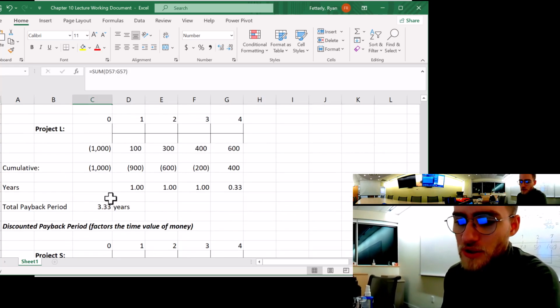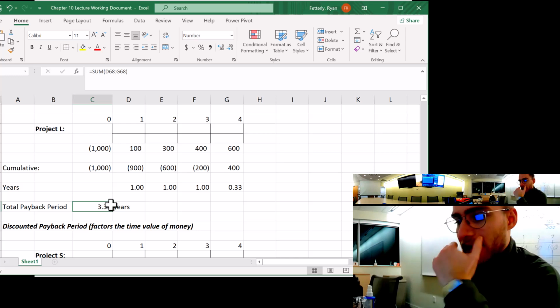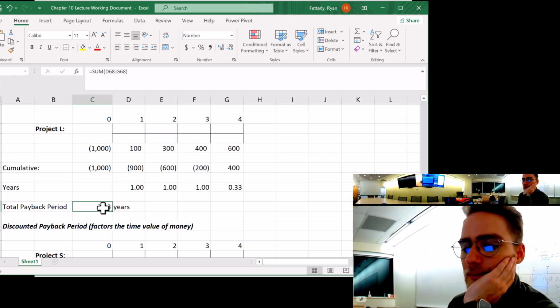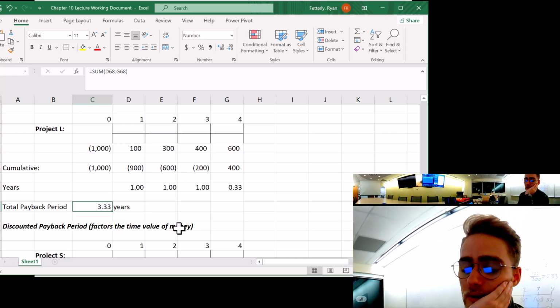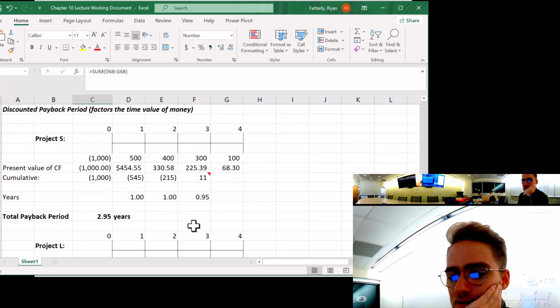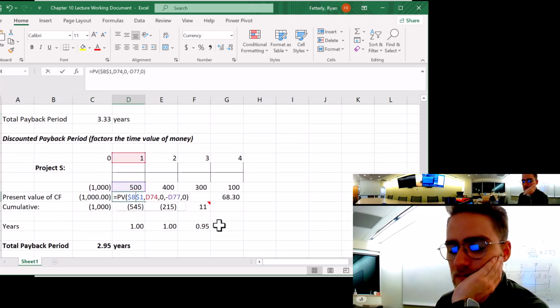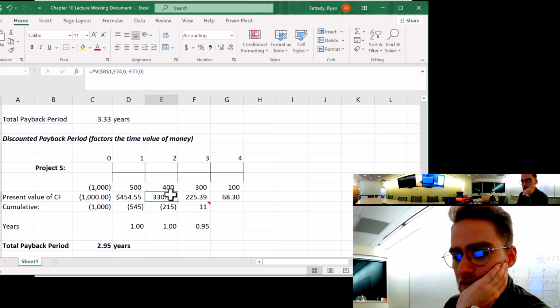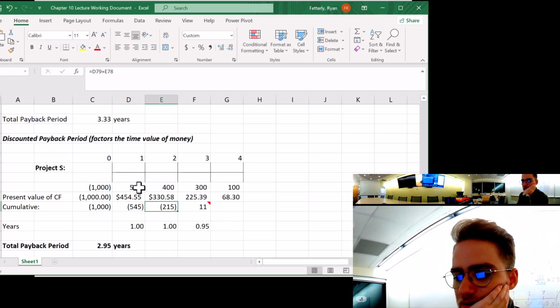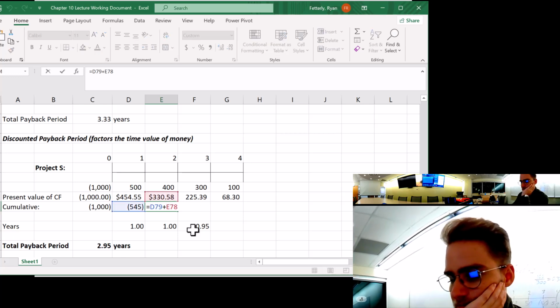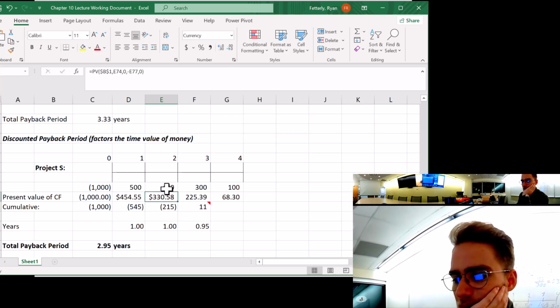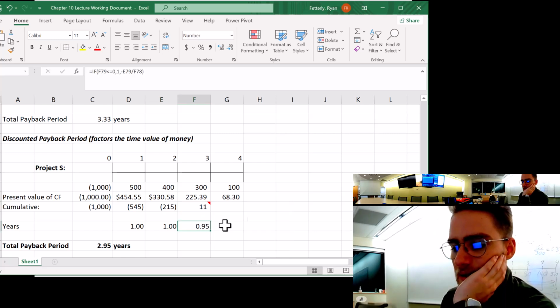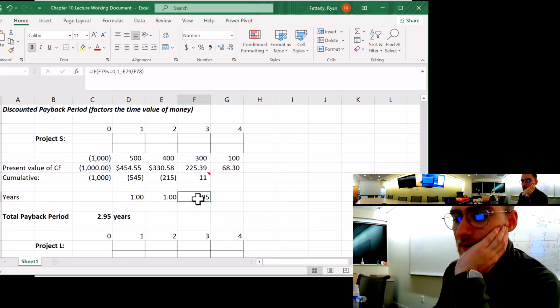And then I did for Project L as well, which they didn't do in the slides. Exact same process for Project L. My undiscounted payback period would be 3.33 years. Whereas if I do the time value of money, and I present value each cash flow, and then I do my cumulative cash flow calculation, right? But I use these numbers instead of these numbers, it takes slightly longer. And that's where I get my 2.95 years, right?